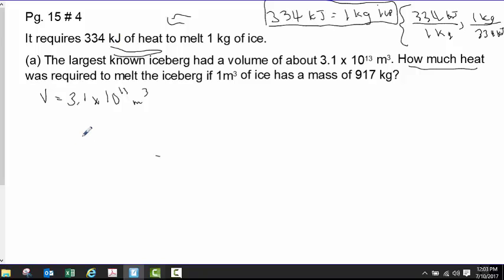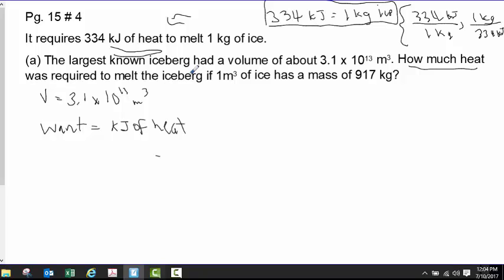So what we really want here is how much heat, or another way to say that is, what I want is going to be the kilojoules of heat. How many kilojoules of heat are required to melt this iceberg with a volume of 3.1 times 10 to the 13 meters cubed? Once you understand where you're going with this calculation, it's a lot easier to start to set things up. So what we have is a volume in meters cubed, and what we want to know is how much heat is required to melt it.